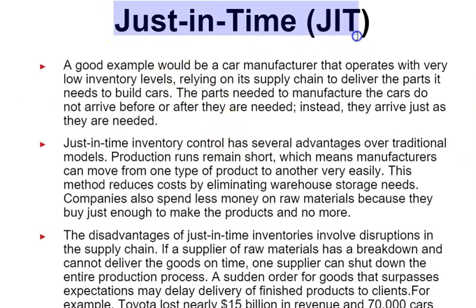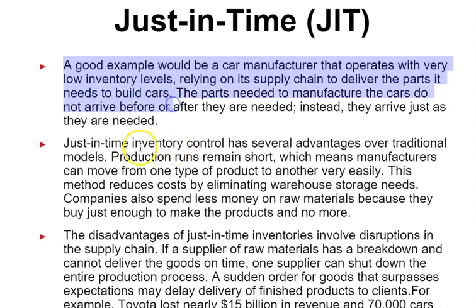Okay, so just in time, we did talk a lot about just in time. We told you that it's normally used when you have less space, and it's a system where demand comes first. It comes from the other side of the production. Demand comes first, and then you start producing and requesting the supply. So, a really quick go over this. A good example would be a car manufacturer that operates with very low inventory levels, relying on its supply chain to deliver its parts. It needs to build cars, for example.